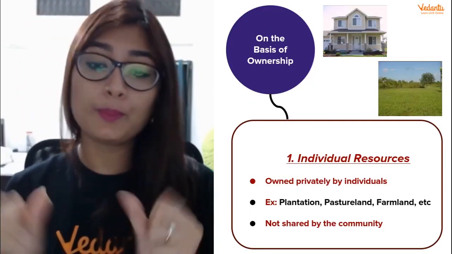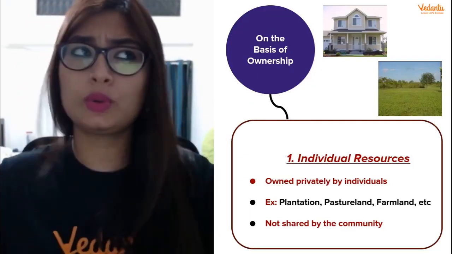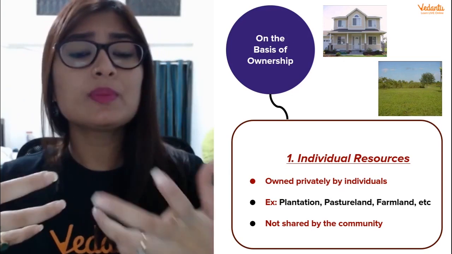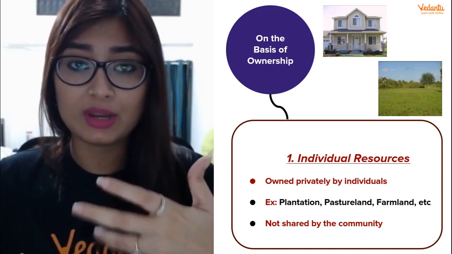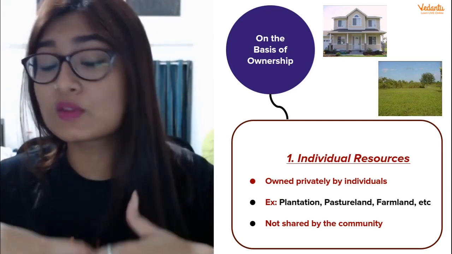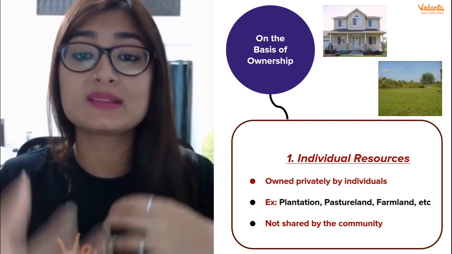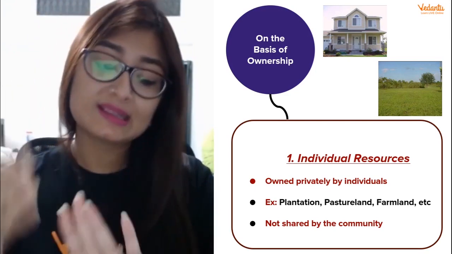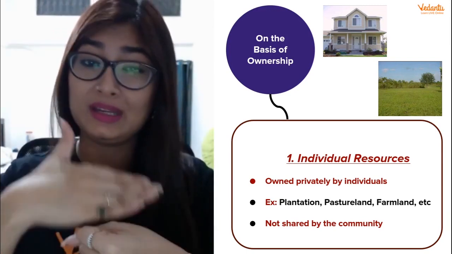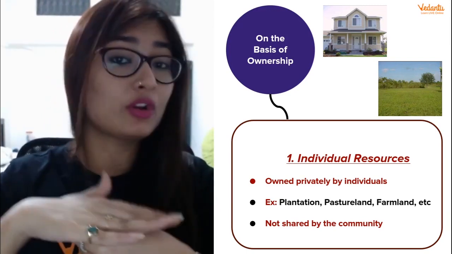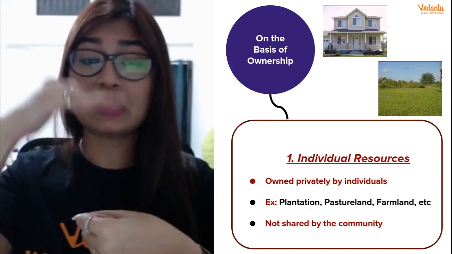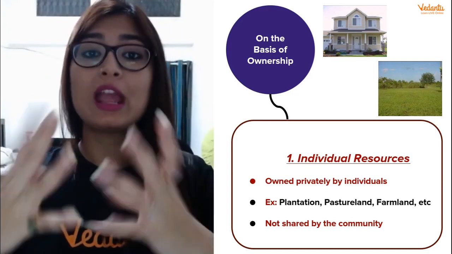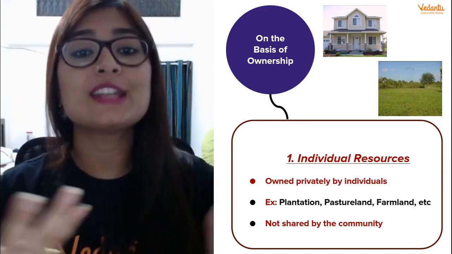Then on the basis of ownership. Now what do we mean by this? Ownership means possession, right? On the basis of who possesses or owns those resources, it has been divided into four. It starts from the very basic level of an individual, then community, then the nation, and then the world, international.